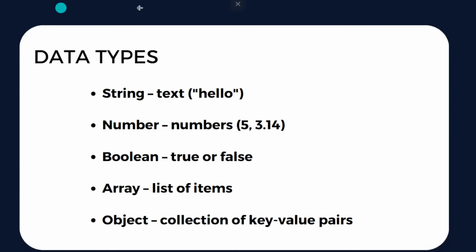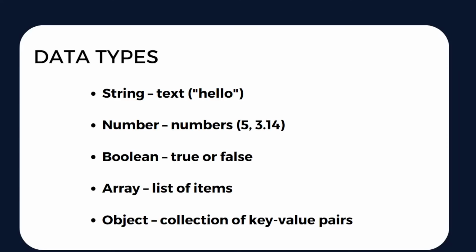Now going to see data types in JavaScript. We already saw in Python, right? There are many data types in Python: string, integer, list, tuple, boolean, None. These are the data types in Python.